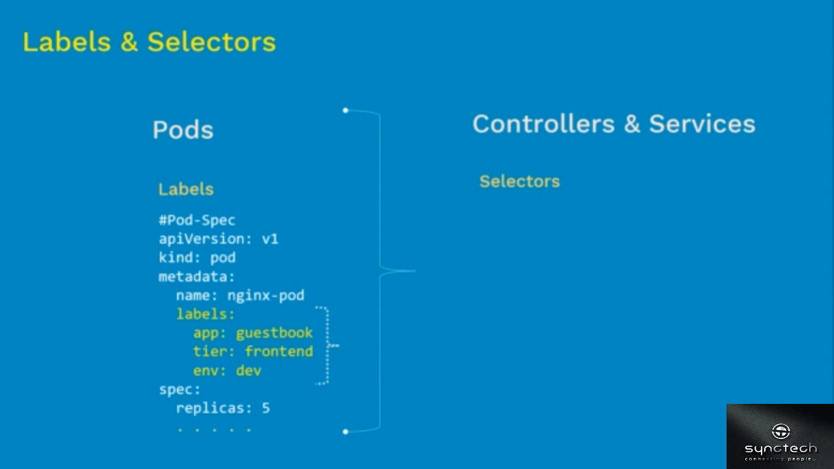On the other side, we have selectors. Controllers and services manage these 5 pods using the selectors. So what goes inside these selectors? Any guess? Pod labels. There are 2 different ways that you can define selectors. One is the old way, the equality based selectors, which is used in a ReplicationController. And the other is the new set based selectors, which is used in ReplicaSet. Now, let's see what they are and how they differ.